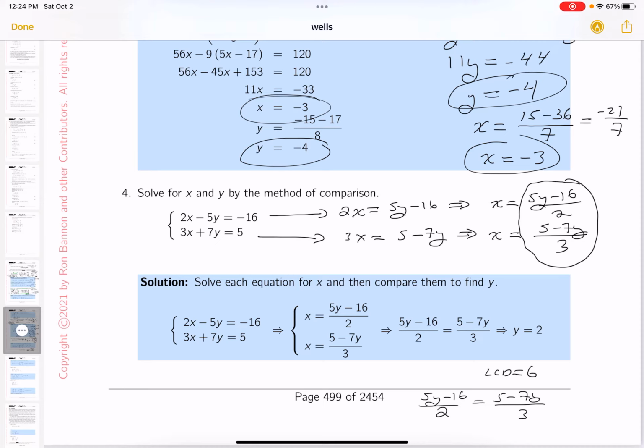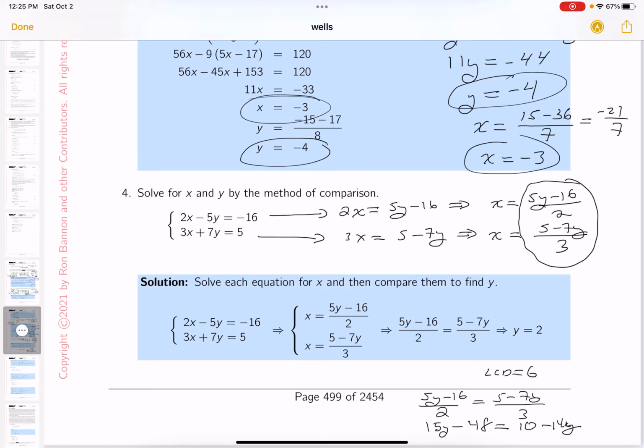I'm going to multiply both sides by 6. And what would you get? Well, let's see. 2 goes into 6 3 times. So on the left-hand side, you get 3 times (5y minus 16), which would be 15y. And then you get 3 times 16, which is going to be 48. Now, if I multiply the right-hand side by 6, the 3 goes into 6 2 times, so I'm multiplying by 2. 2 times 5 is 10. 2 times minus 7y is minus 14y.